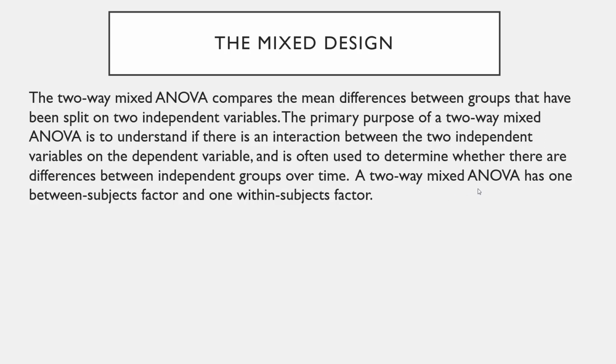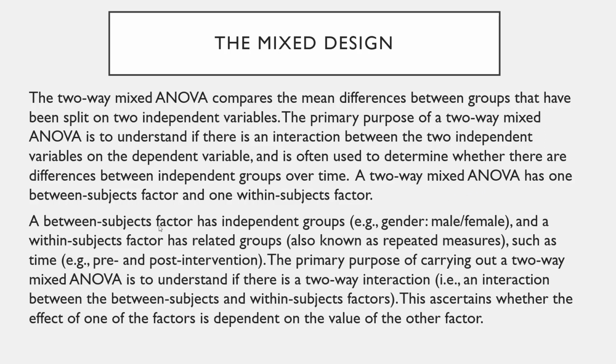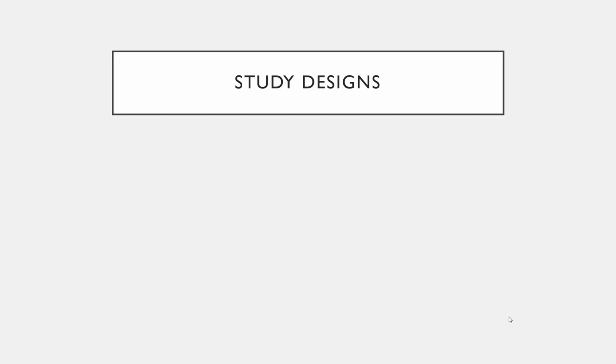A two-way mixed ANOVA has one between subjects factor and one within subjects factor. The between subjects factor has independent groups, like I just said, and the within subject factor has related groups, also known as repeated measures, such as time or pre and post intervention. A primary purpose of carrying out a two-way mixed ANOVA is to understand if there was a two-way interaction, i.e. an interaction between the between subjects and the within subjects factor. This ascertains whether the effect of one of the factors is dependent on the value of the other factor.